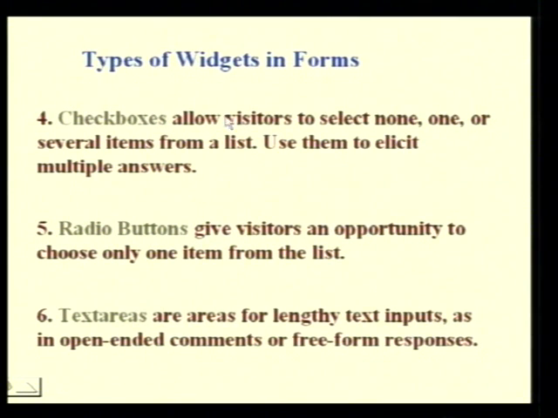Check boxes allow visitors to select none, one or several items from a list. Use them to elicit multiple answers. So you have check boxes wherever you can click a number of options. Radio buttons give visitors an opportunity to choose only one item from the list. Now check boxes and radio buttons have a similarity and a difference. The similarity is that you have a number of list items within the check boxes and within the radio buttons, but only one can be chosen within a radio button, while a number of list options can be chosen from the check boxes. Text areas are areas for lengthy text input, such as open-ended comments or free-form responses.